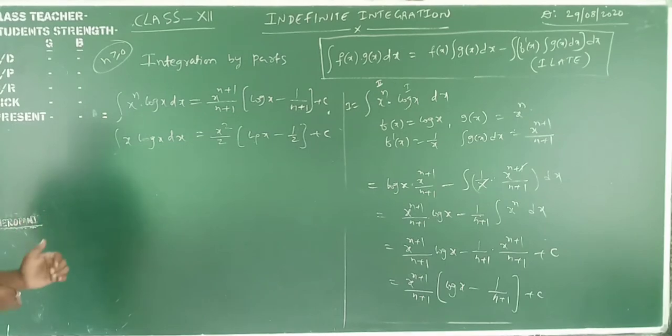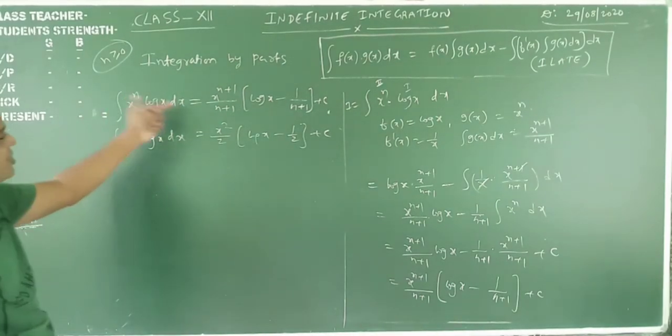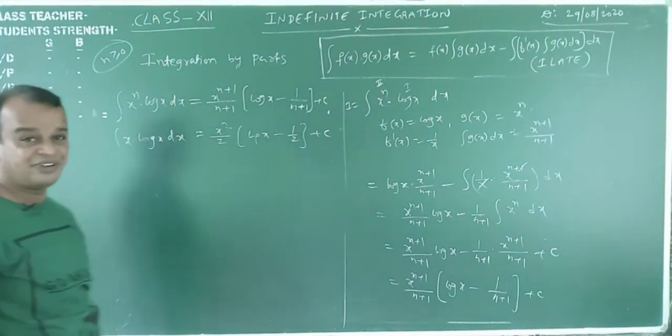For some, we will take the negative. Now n is equal to minus 1. What happened? Minus 1 plus 1 is 0, something by 0 is infinity, not defined.